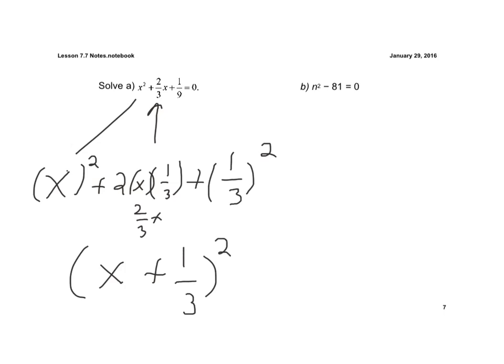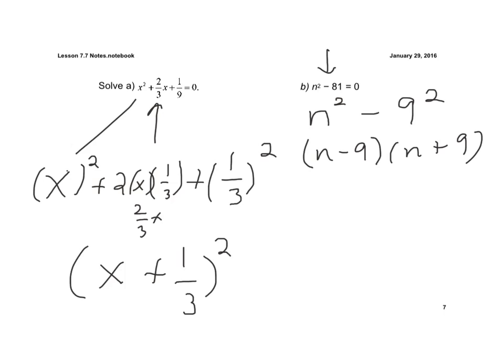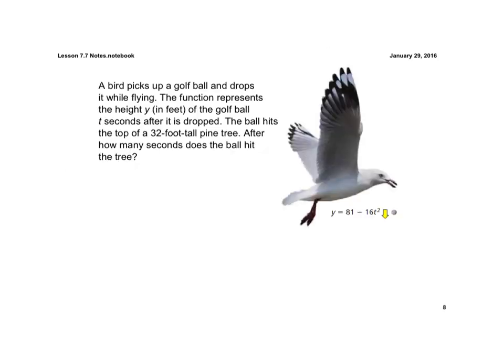And letter B now is only 2 terms, and it's a difference of 2 perfect squares. So then I know that it has to be n squared minus 9 squared, which means it's just n minus 9 times n plus 9. Now, if I can't write it like this, then I'm not able to factor it into the 2 binomials.